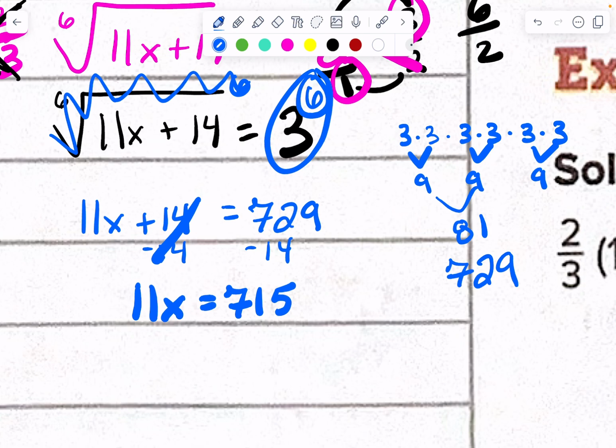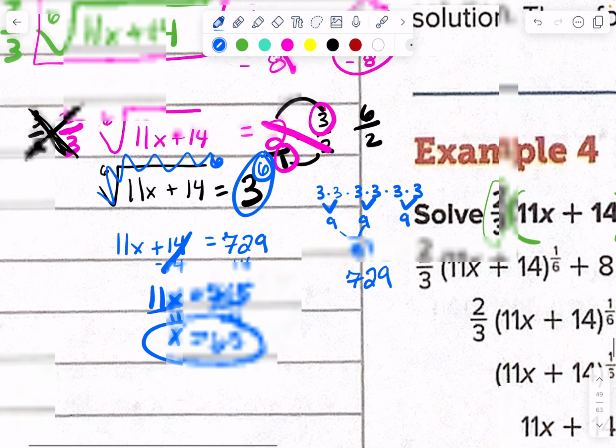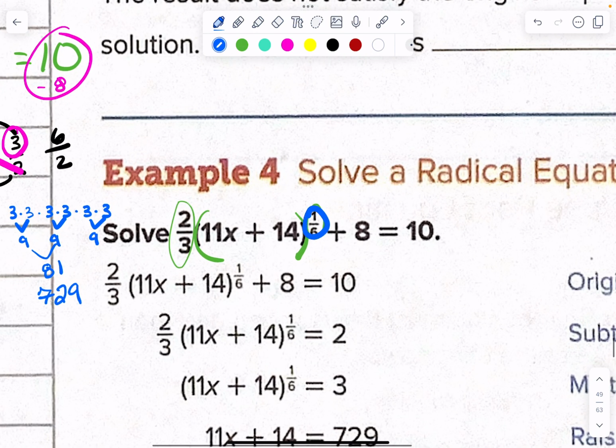If I divide by, oh, it does divide nicely. If I divide by 11, I get 65. So x is 65. Cool. There you go. It came out nice. Okay, just remember, anytime you have a fractional exponent like this, that just means the root, that root, okay? And it's only to the root of the stuff that's in parentheses, okay?